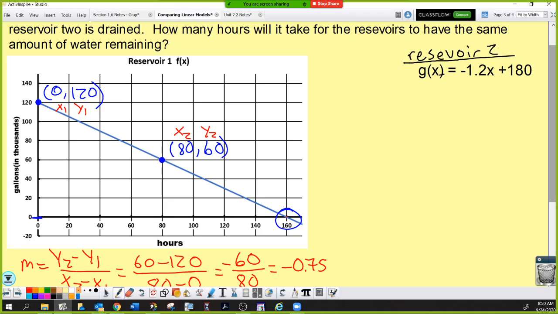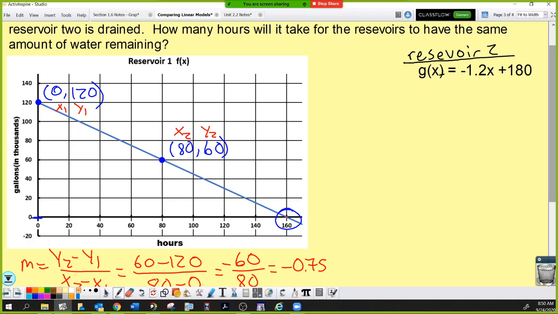I could say, which one drains faster? How long does it take the faster one to drain? How much faster did it drain? Meaning number of days. Which one is draining at a faster rate? How much faster is the faster rate? Or the question is actually asked, how long until they have the same amount of water?